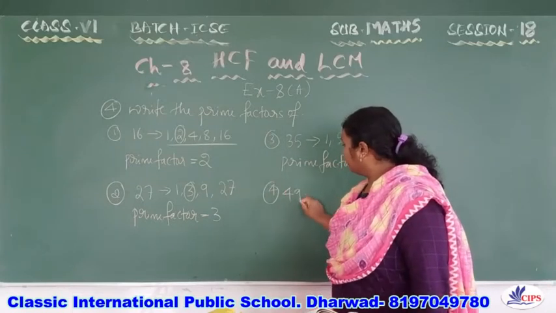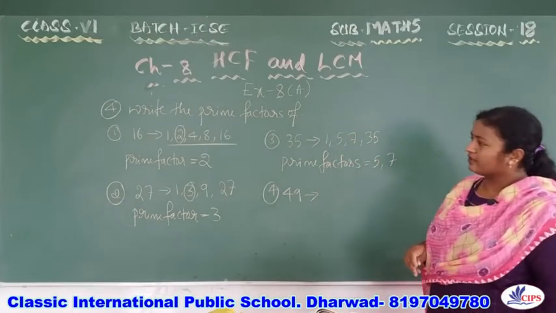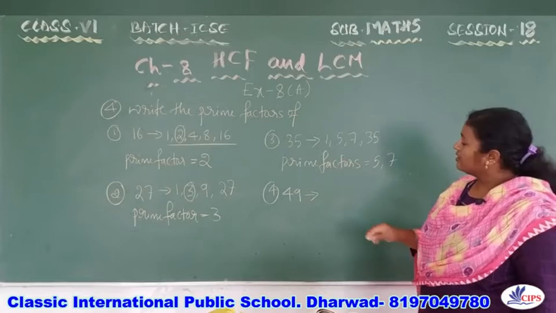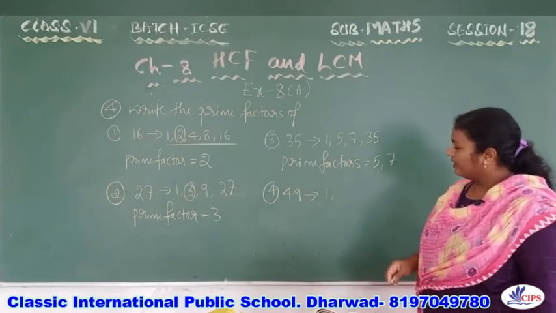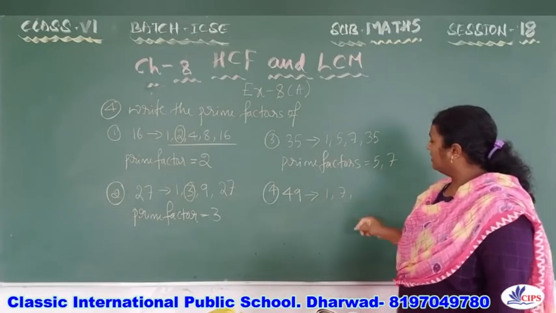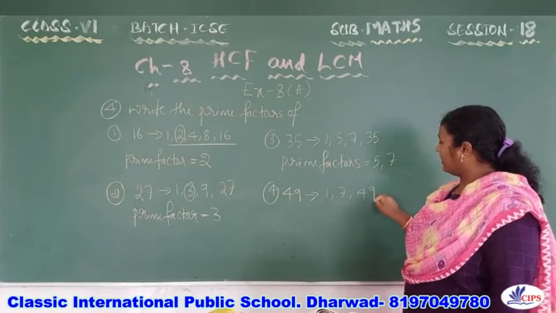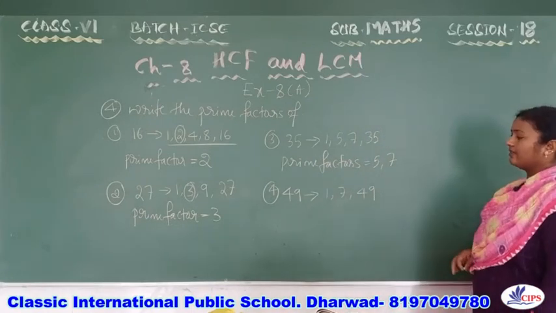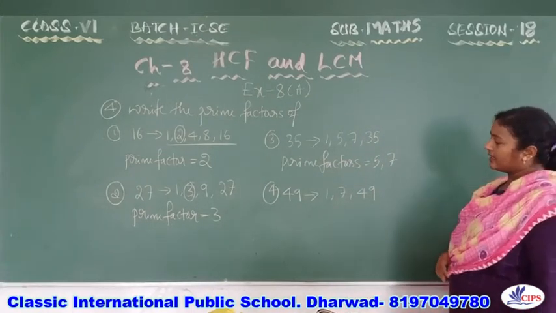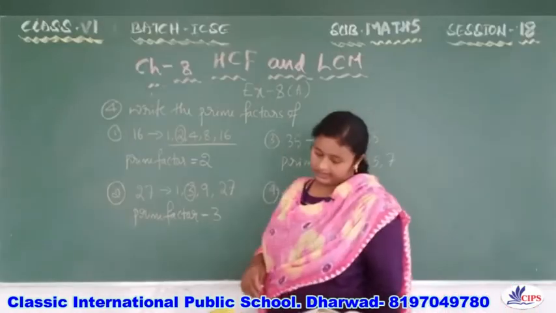Question number 4 is 49. Which are the factors of 49? Guess. So this is 1, then 7, 49 directly. 1, 7, 49: these are the factors of 49.